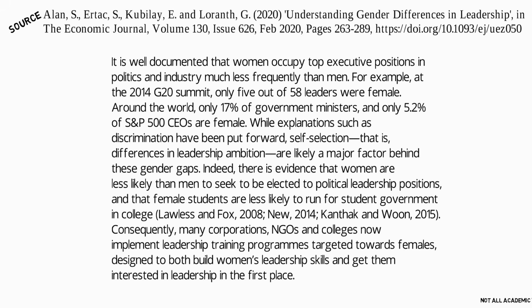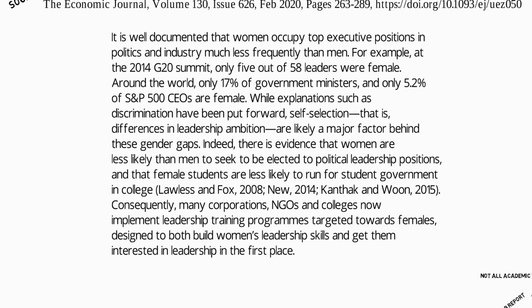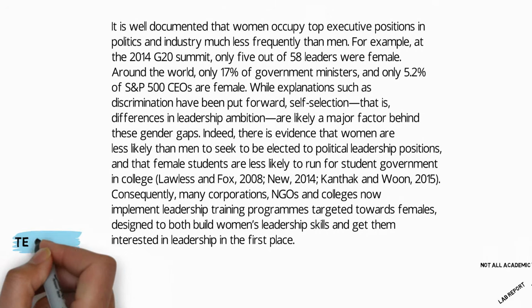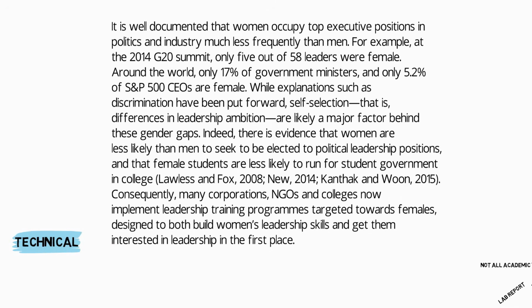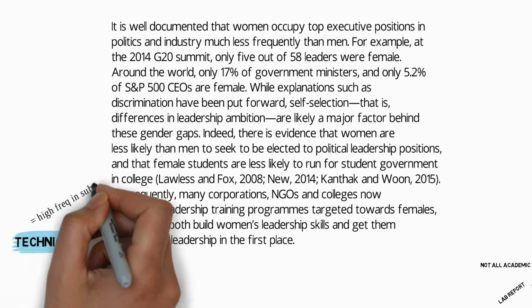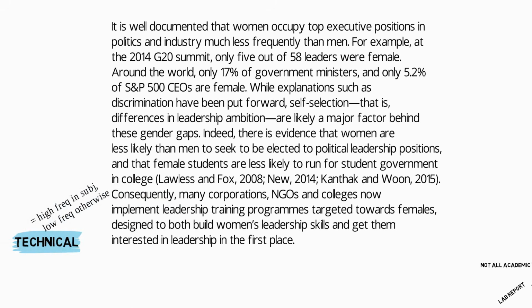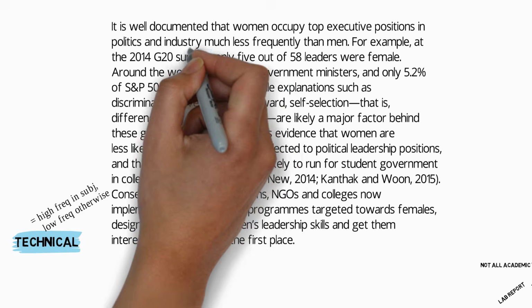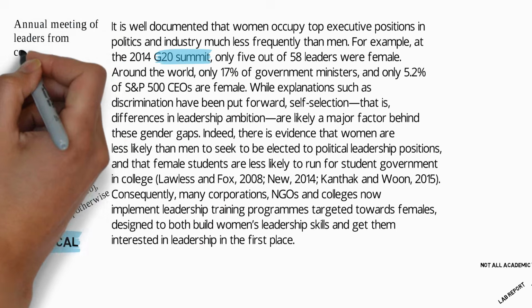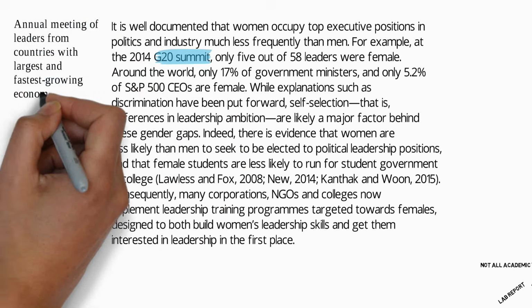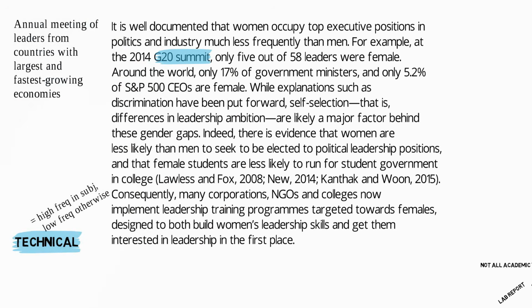So let's look at the vocabulary here. We'll start with technical vocabulary. It's often easy to spot technical vocabulary because while it's high frequency in subject areas, it's low frequency outside of those subject areas. So one technical phrase there is G20 Summit, which is an annual meeting of leaders from the countries with the largest and fastest growing economies.